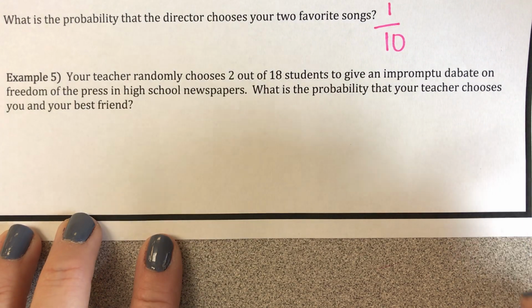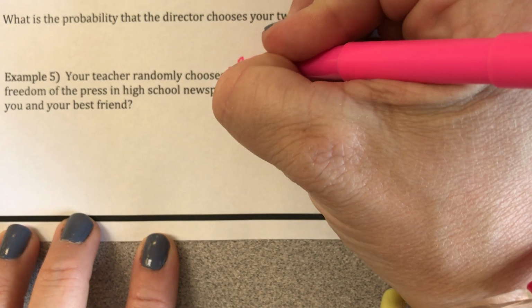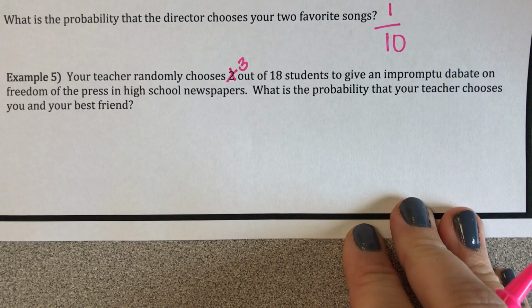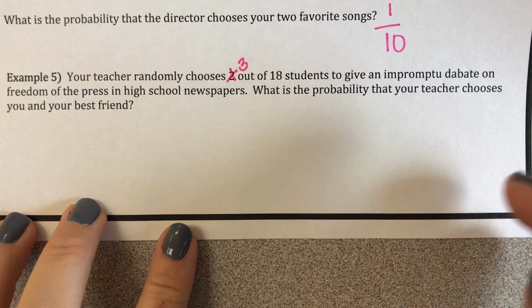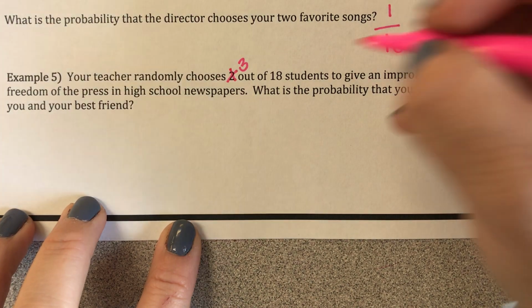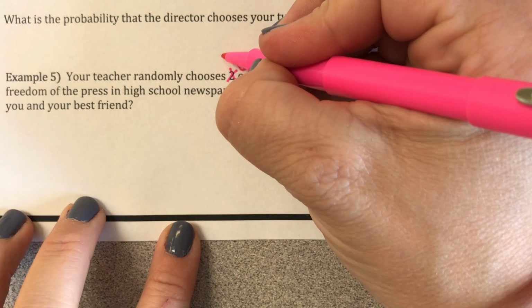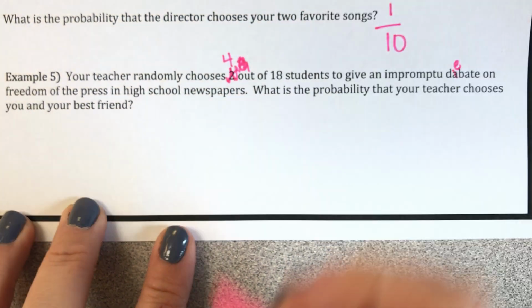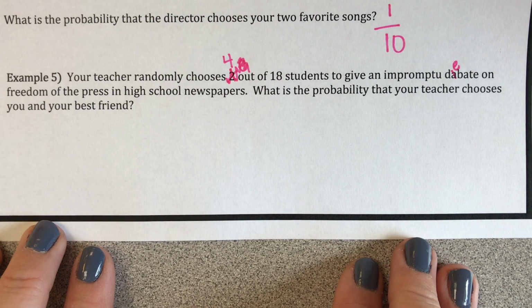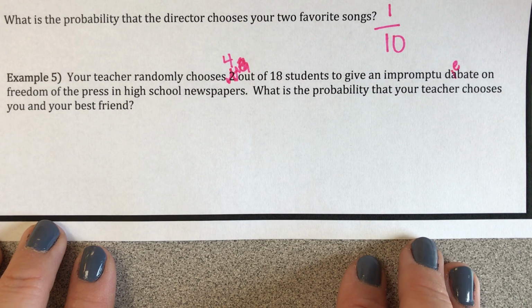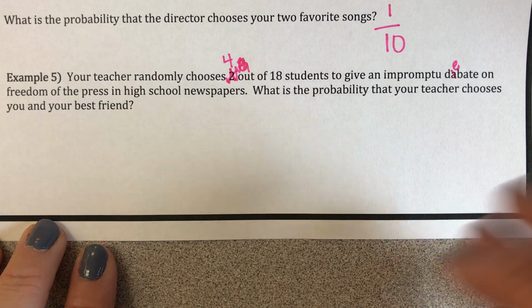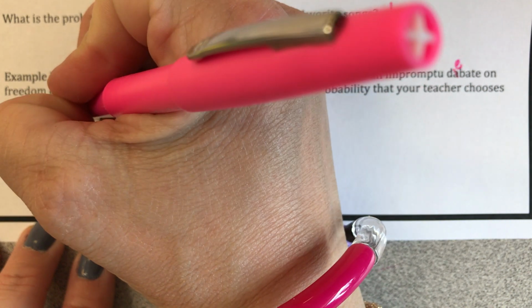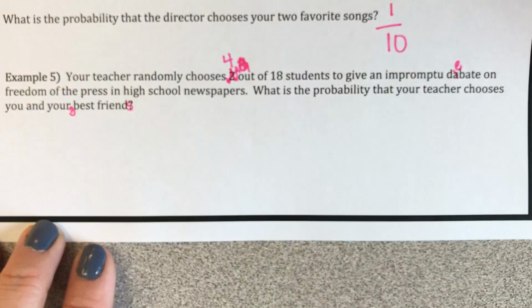Your teacher, we're going to make this 3 because every single one I've done is 2. Let's actually do, oh my word, also that should be debate, not debate. Let's say 4, okay? Your teacher randomly chooses 4 out of 18 students to give an impromptu debate on the freedom of the press and high school newspapers. What is the probability that the teacher chooses you and your 3 best friends? Because I'm doing groups of 4.